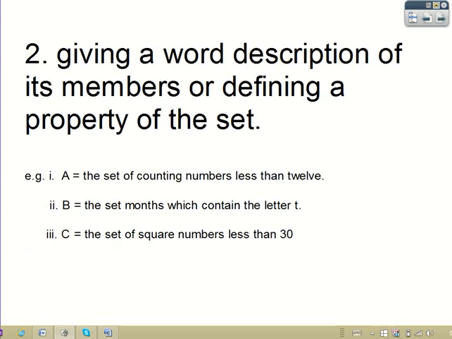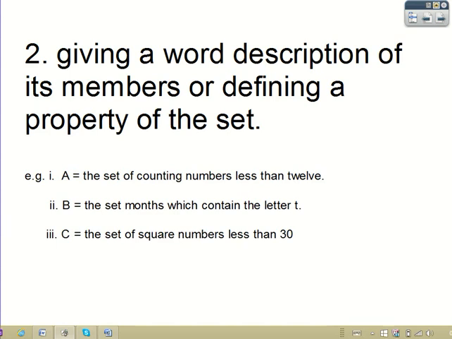The second way, as we said, of describing a set is by giving a word description of its members or by defining a property of the set. For example, here we have some word descriptions of sets. We are told that set A equals the set of counting numbers less than 12. And we're told that set B is the set of months which contain the letter T. And thirdly, we're told that set C equals the set of square numbers less than 30.